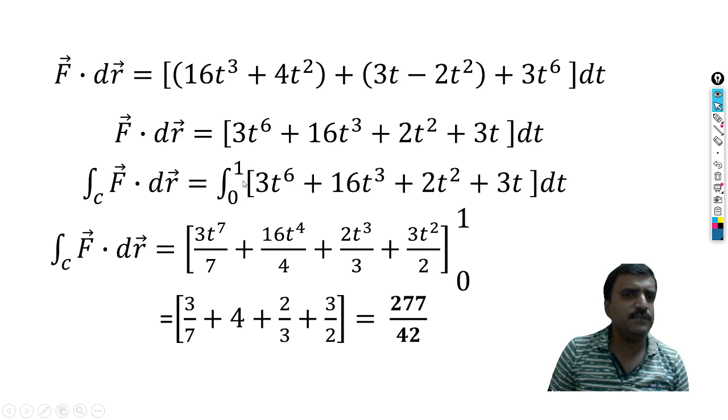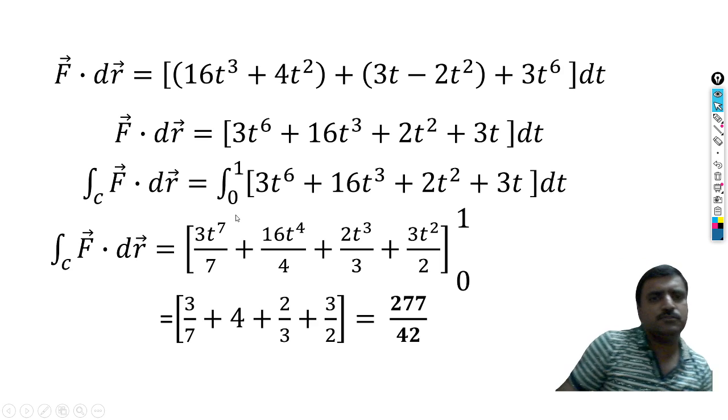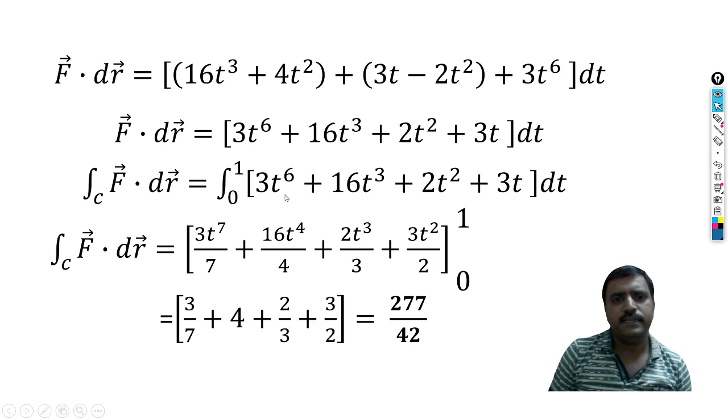The limit is given in the problem itself, so you just take that limit. The integration of t to the 6 is t to the 7 by 7, plus 16 into the integration of t cube, which is t to the power 4 by 4, plus 2 into the integration of t square, which is t cube by 3, plus 3 into the integration of t, which is t square by 2. The limit is from 0 to 1. When you apply the limit, the lower limit gives 0 and the upper limit gives 3 by 7 plus 16 by 4, which is 4, plus 2 by 3 plus 3 by 2. When you simplify this, it gives 277 by 42. That is the required line integral value.